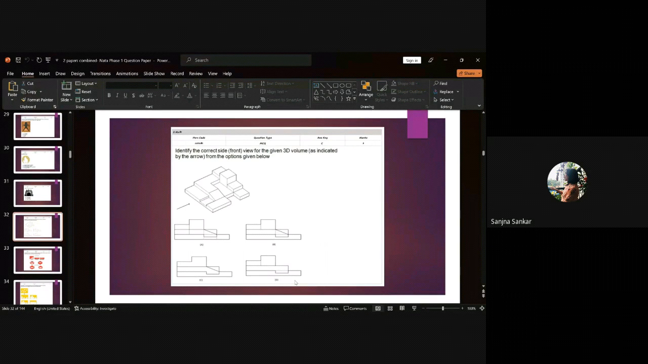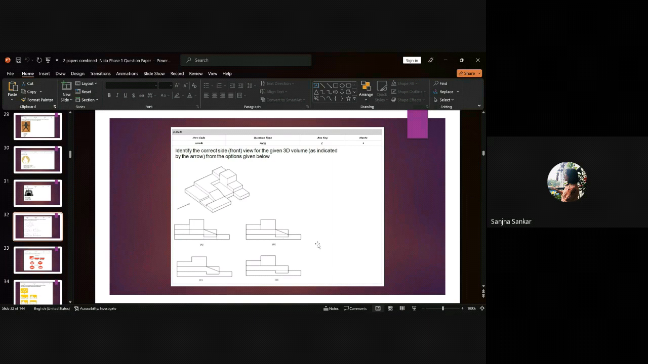Now the orthographic questions. Identify the correct side, front view for the given 3D volume as indicated by the arrow, from the options given below. So, there is a figure, and an arrow mark which states that this is the front view. Here are the images A, B, C, and D. We are supposed to pick the correct option which shows the front view.